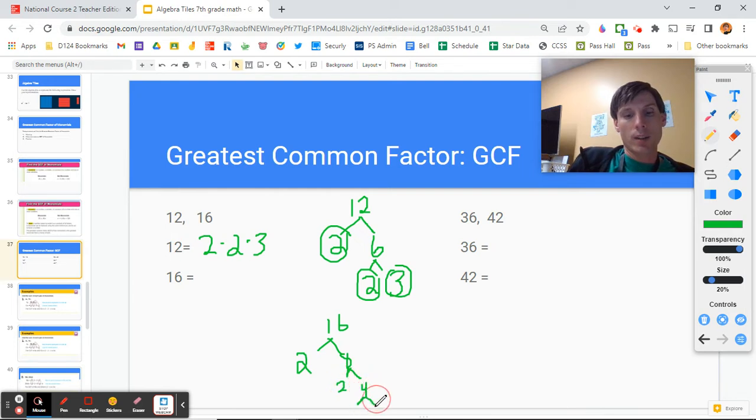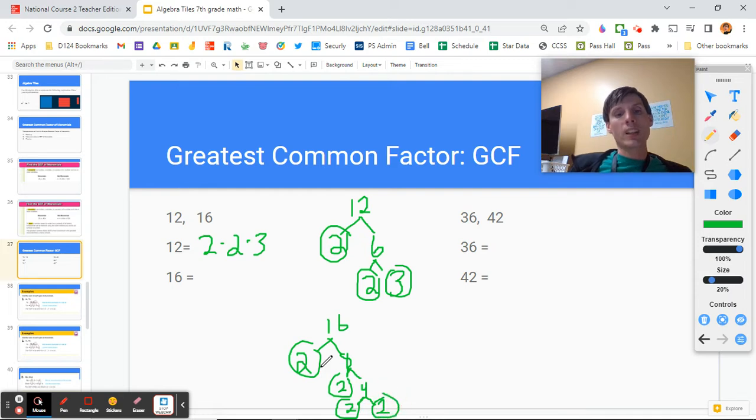And then we have 2 times 2 being 4. Okay, does this look familiar? Hopefully a little bit. It may have been a while since you've done this last. So these are all prime factors, 2, 2, 2, and 2. So we can circle those. We've got all of our primes.